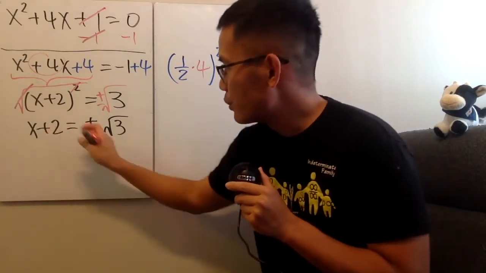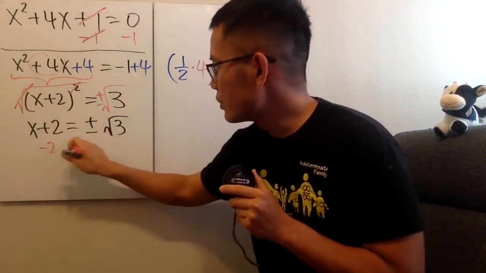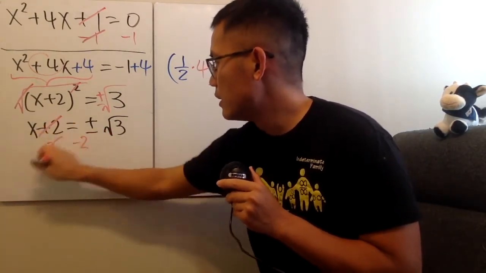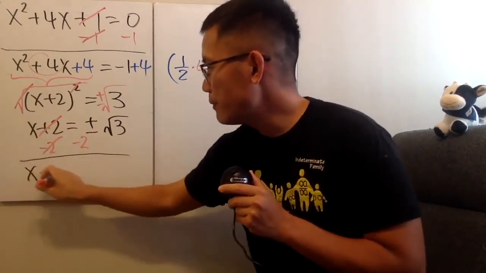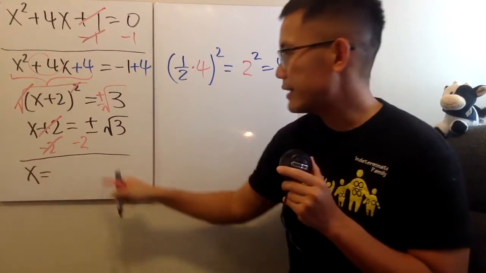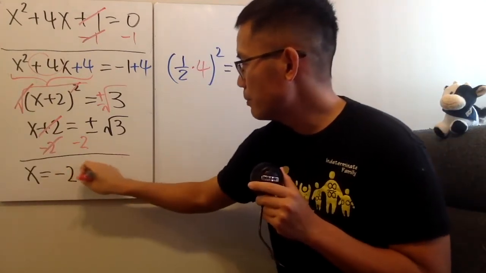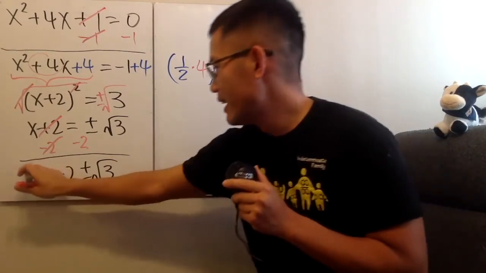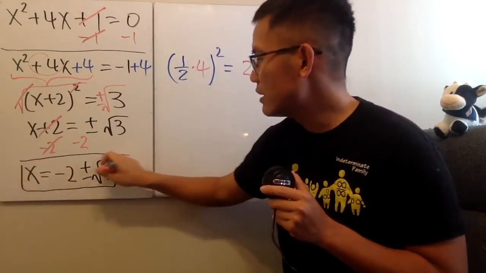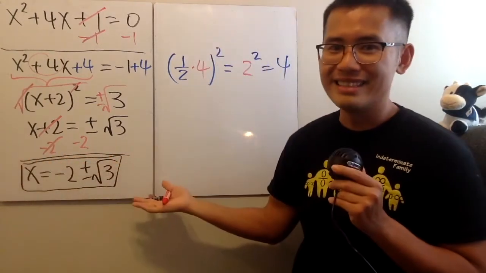Finally, move the 2 to the other side by subtracting the 2 on both sides. 2 minus 2 is 0. And then you see x is by itself now. And finally, you can just write down negative 2 plus or minus square root of 3 like this. And you can just leave your answer like this, and we are done.